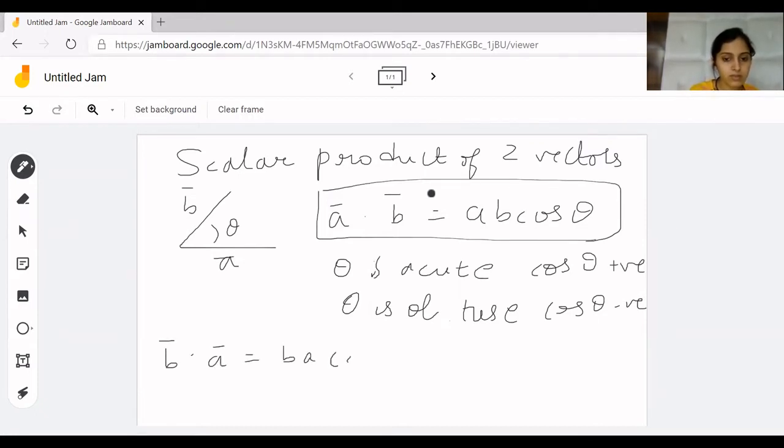Now the second property of scalar product is b bar dot a bar is also equal to ba cos theta, which is also equal to ab cos theta. So basically, multiplying the magnitudes in any order does not change the scalar product, the dot product. The scalar product is commutative.